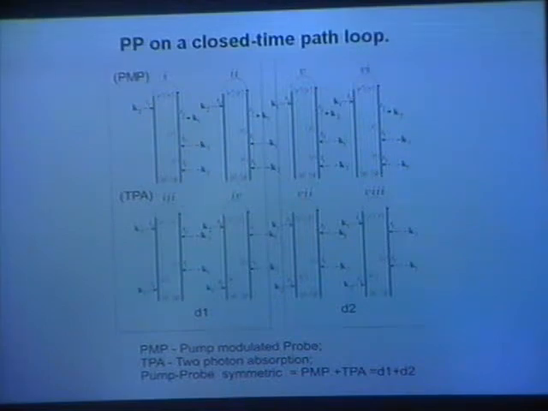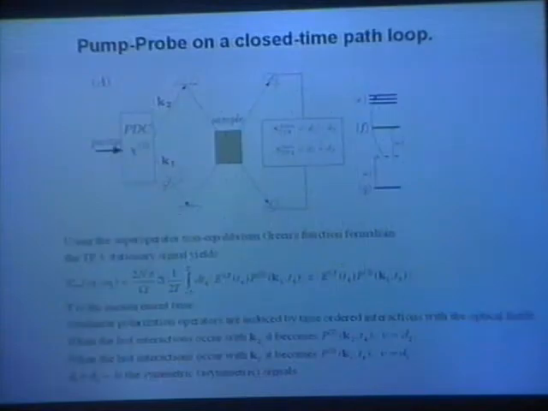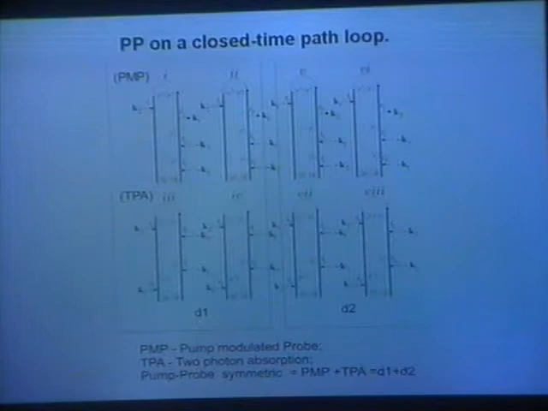I'm looking at two photon resonances. So I have my three-level system. It has G, E, and F states. So I'm not looking at Raman transitions, only at transitions that involve the state F. So I can have two types of pathways. I call them pump modulated probe or two photon absorption. So here I start with G and I end up with F, GG to FF. This is what you call two photon absorption.